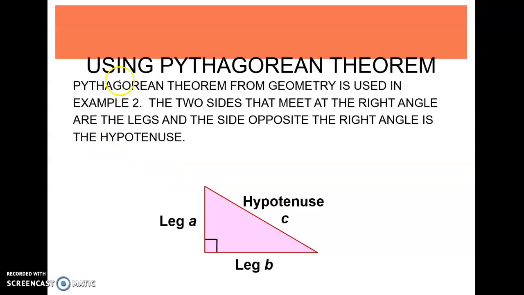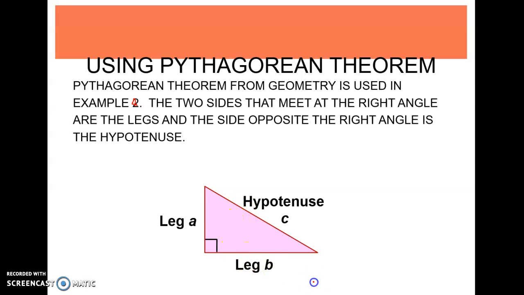Okay, so now let's have another problem, which is all about using the Pythagorean theorem. The Pythagorean theorem from geometry is used in example number 4. Basically, the Pythagorean theorem states that the two sides that meet at the right angle are the legs, and the side opposite the right angle is the hypotenuse.